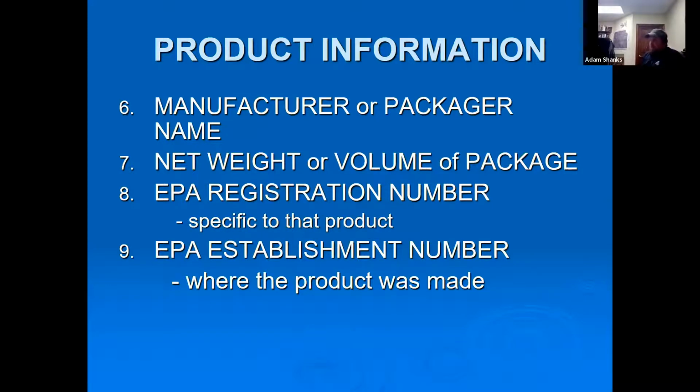The net weight or volume of the package. So is this a 12-ounce can of powder? Is this a 2.5-gallon liquid? Whatever product you're buying, the volume and the weight will be on there. And then towards the bottom, you'll have your EPA registration number and your EPA establishment number. So that's specific to the product, and then where the product was made. And again, those are what your hospitals and doctors will have information on to have treatment sources for somebody that's been exposed to these products.